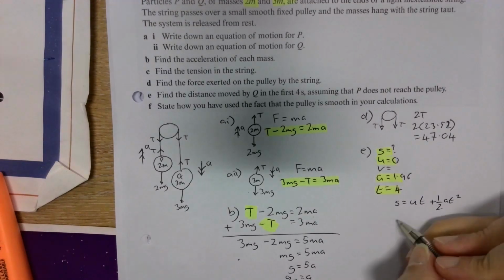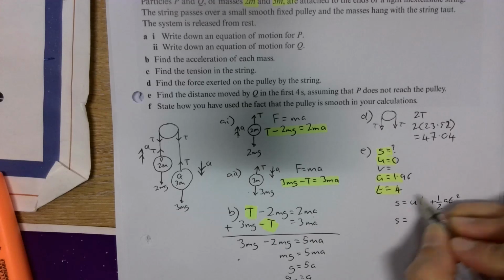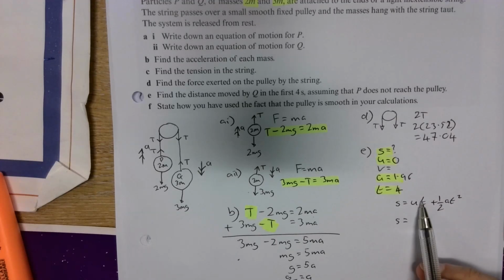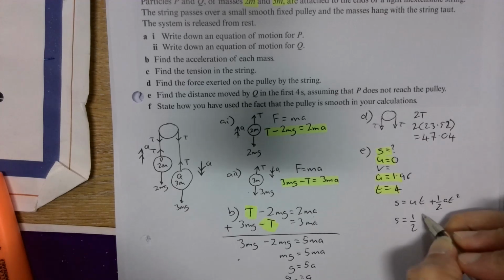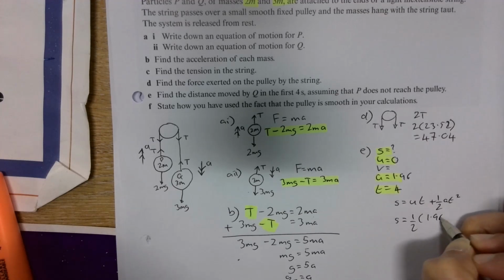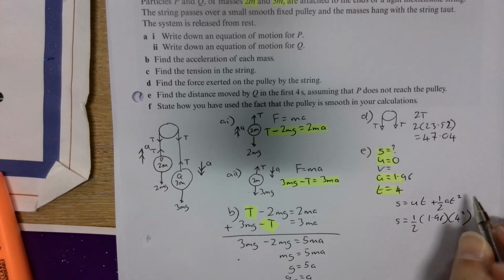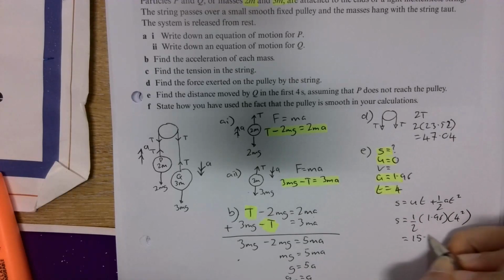So S will equal, remember this comes up a lot in connected particles, when U is 0, that term is going to disappear, that's 0 times T. So I'm just going to figure out this term, a half times 1.96 times 4 squared, and that gives me that it's travelled 15.7 metres. Okay.